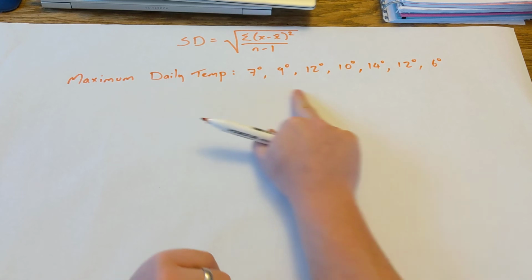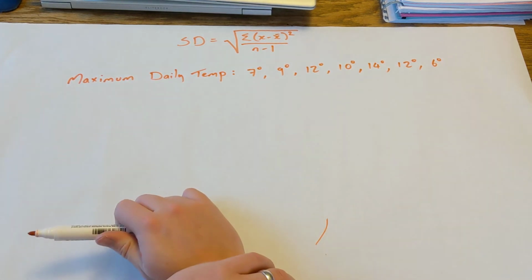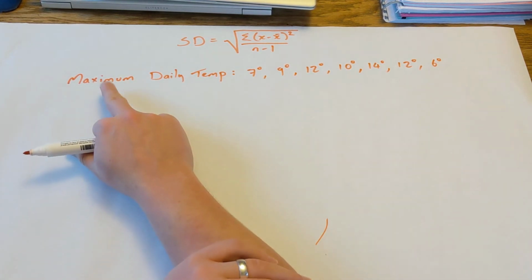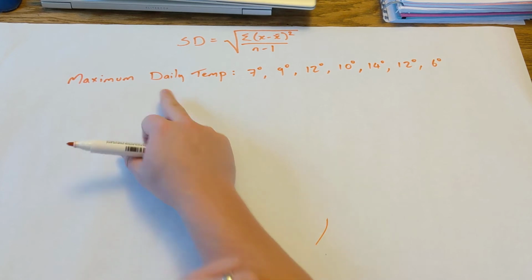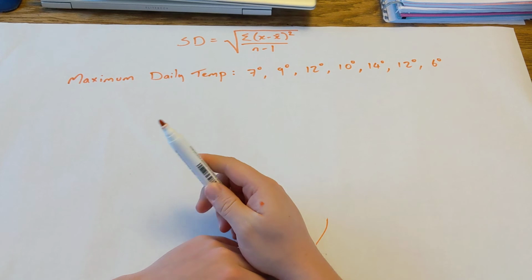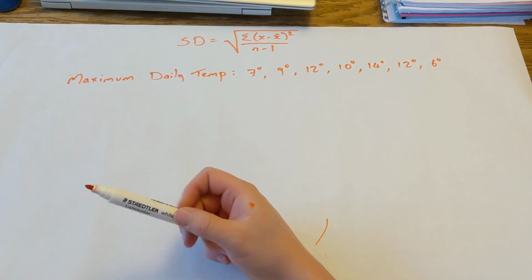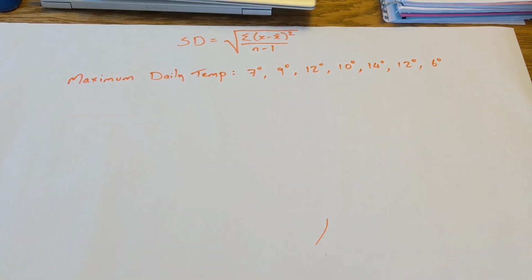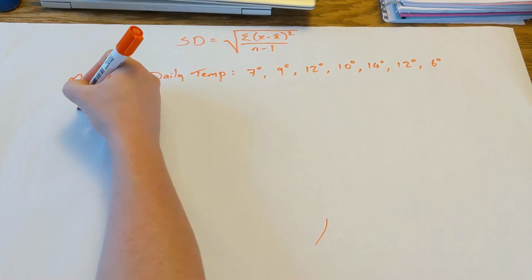And here we've got some data and we've got a bit of context to it this time, okay? So what we've done here is we've measured the maximum daily temperature over the course of a week, and these were the highest temperatures each day. But we're going to follow the exact same steps. Okay? So our first step was to work out the mean.